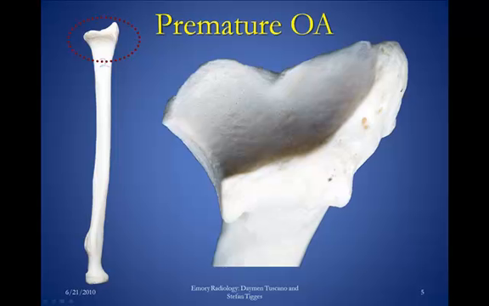Again, the other thing that we need to worry about in patients who have a fracture that goes into an articular surface is premature osteoarthritis. What I'm showing here is the distal radius, and you can see how smooth that articular surface is. And you can imagine that if you have a fracture that goes into that very smooth articular surface, that would disrupt that normal smoothness and would put people at risk for premature osteoarthritis.